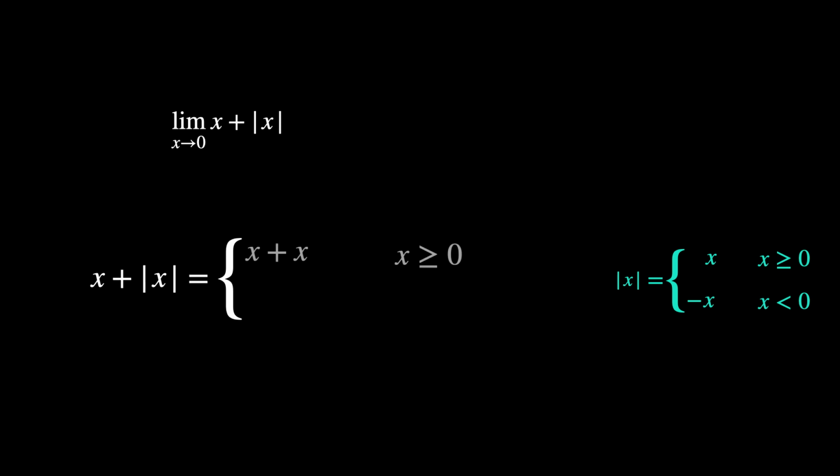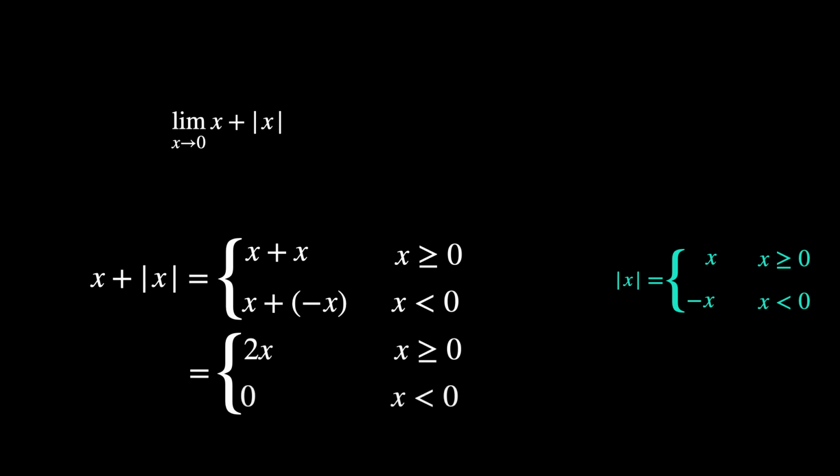So x plus absolute value of x is x plus x when x is greater than or equal to 0, and it is x plus negative x when x is a negative number. So again, we can just simplify the equations. So it is just 2x when x is greater than or equal to 0, and it is 0 when x is a number less than 0. Now we can solve the limit.